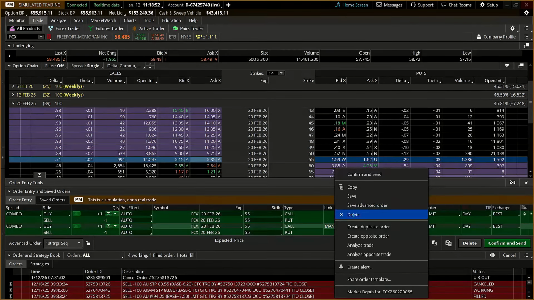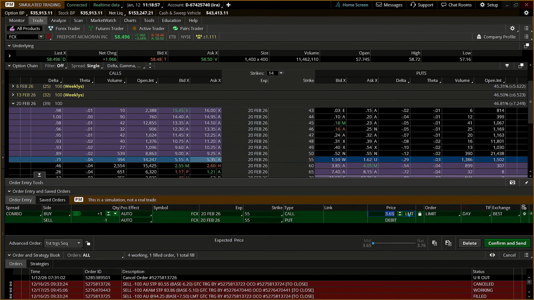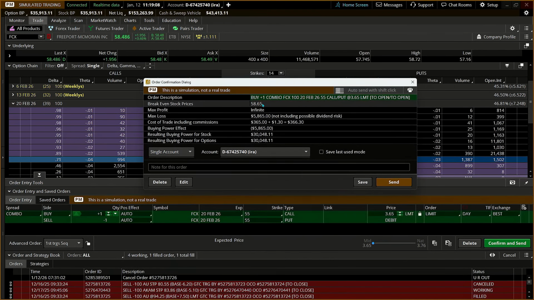And when you look at the debit here, we actually notice it's 365. Why do we care? Well, because that actually goes back to, we have the right to buy the shares at 55. We pay that debit of 365. And now you're going to see that it has a break even of 58.65. Do you notice anything? What do you notice?